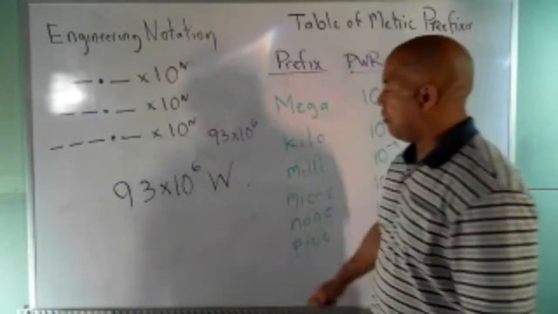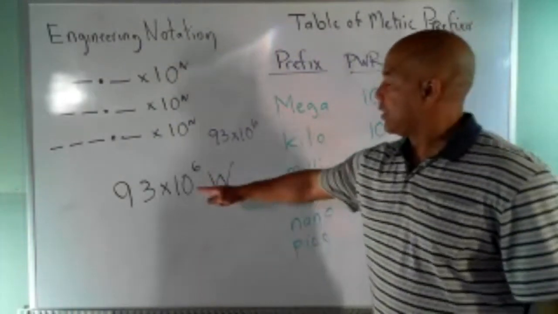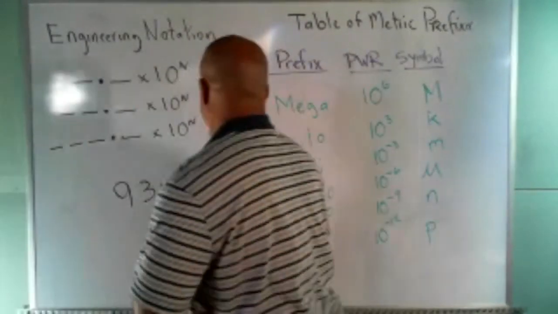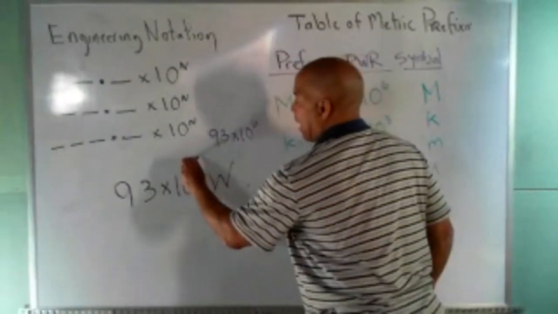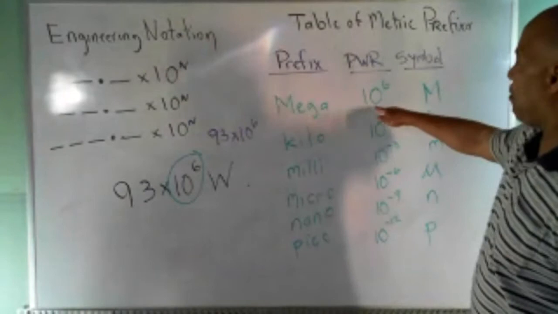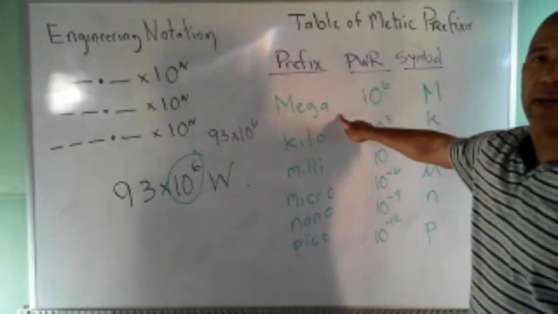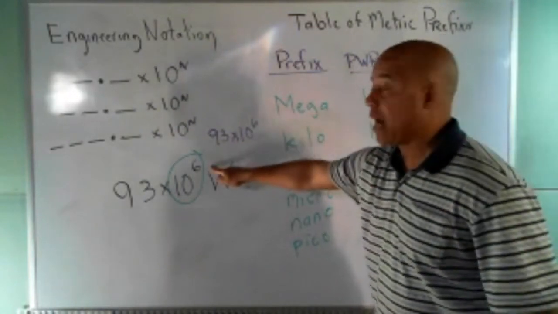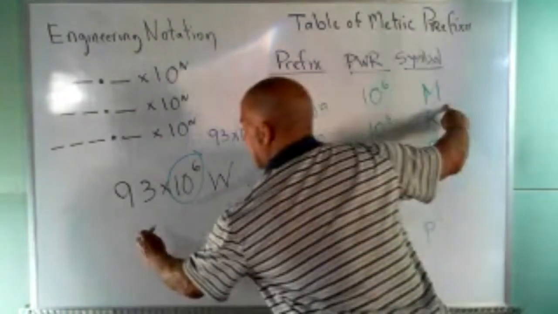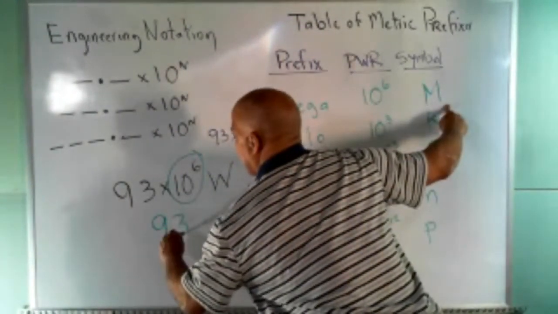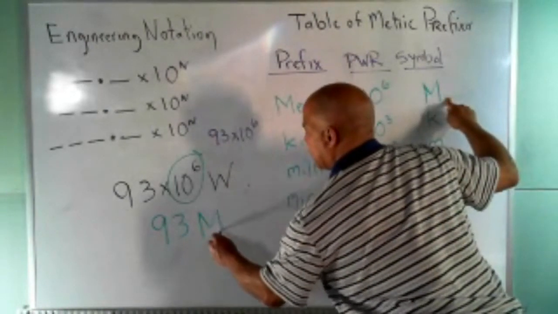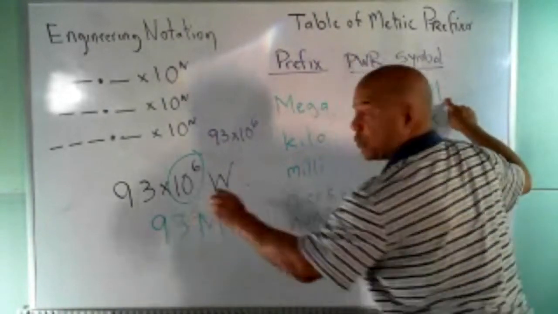watts. Well, if that's my quantity in engineering notation, once I get it in engineering notation, I can take this right here, that power of 10, and I can come over here to my table and figure out which power that is. That's mega. I can replace the power of 10 with the symbol. So I can write this as 93 megawatts. And that's what you got to be able to do for this class.